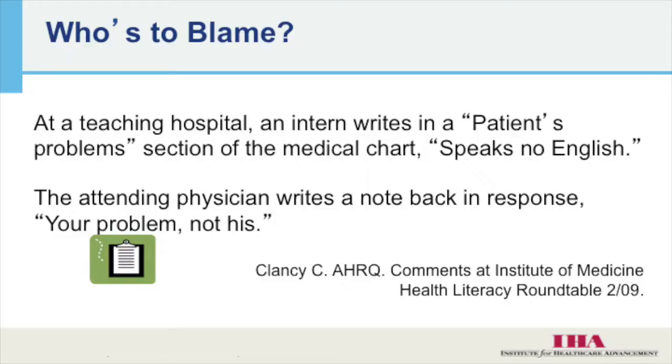Teaching hospital: an intern writes in a patient's problems section of the medical chart, speaks no English. The attending physician writes a note back in response, your problem, not his. The fact that those whom we are serving do not understand the language in which we present to them is not their problem. It is a barrier.